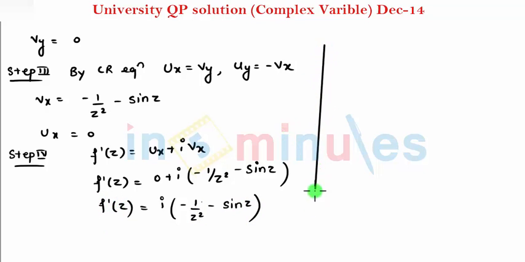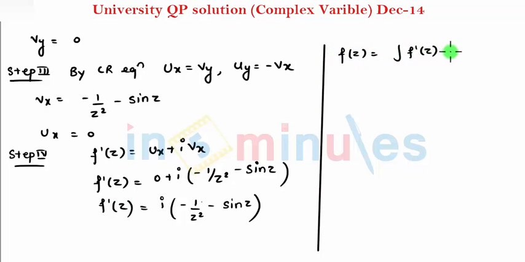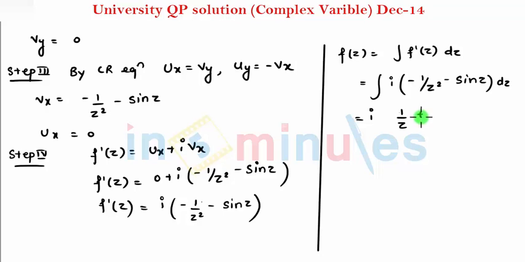What we want is f of z. So I can say f of z is equal to integration of f dash of z with respect to dz. So here f dash of z is i into minus 1 divided by z square minus sin z dz. So here i, and integration of minus 1 by z square is 1 by z, and this comes to be cos z. So that's my f of z.